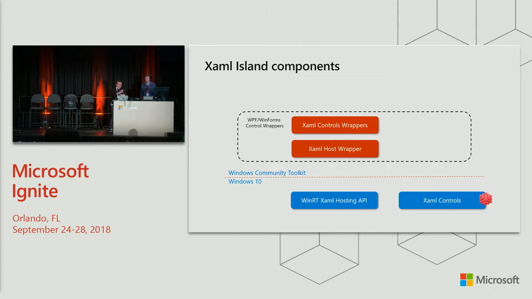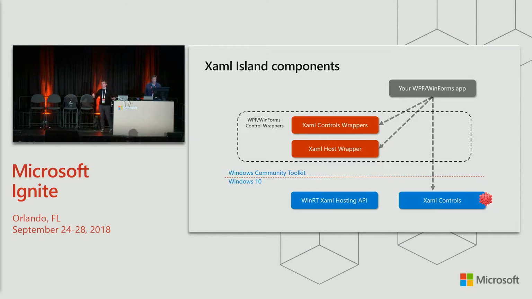And another thing is a set of controls using the Windows Community Toolkit that grabs this low-level API and makes it easier for WPF developers and WinForms developers to consume the XAML islands. So if you are a Win32 developer, you want to use this low-level API, but if you are a WPF or WinForms developer, you don't have to deal with all these things. You can consume these wrappers directly.